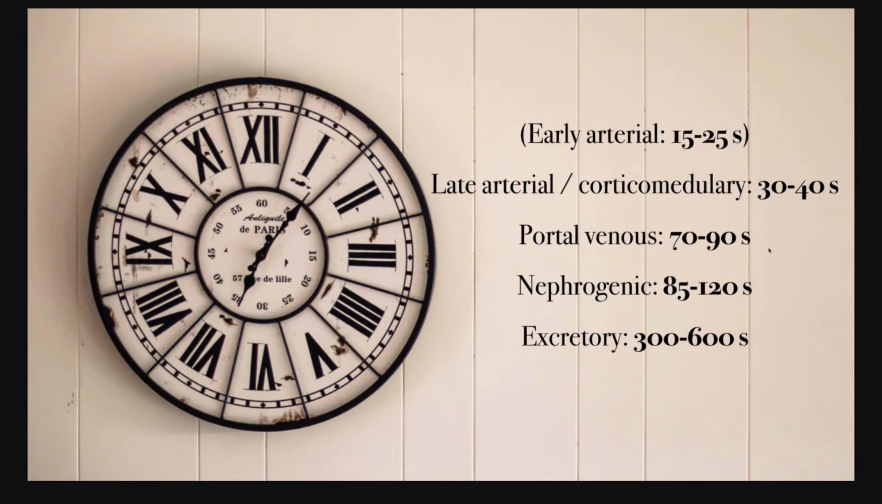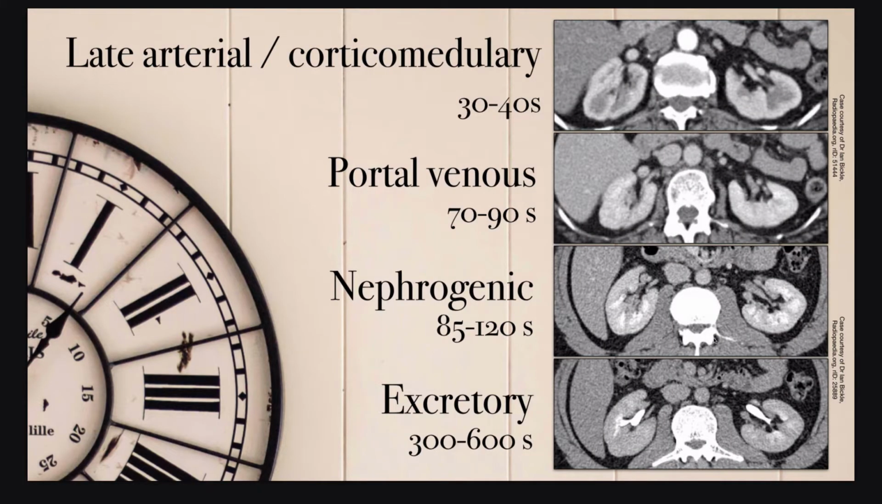Our most common one is portovenous, 70 to 90 seconds. Then slightly more delayed is a nephrogenic phase, and then excretory. Now these corticomedullary, nephrogenic, excretory relate to phases of enhancement of the kidney. So corticomedullary is when you have the most intense differentiation of the cortex and medulla. Nephrogenic is a far more uniform enhancement of the parenchyma of the kidney. And then by 5 to 10 minutes, the contrast is starting to be excreted into the collecting system and into the renal pelvis.